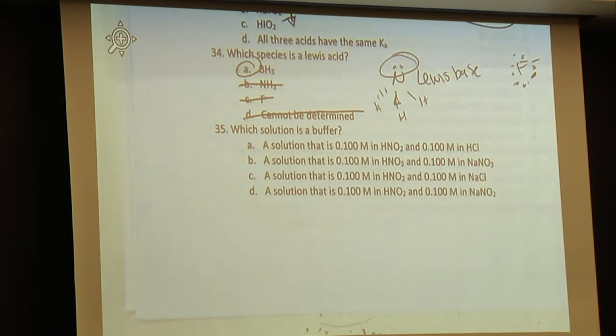Oh, wow. Yeah, if you were to see aluminum or boron, that would be your Lewis acid, because those are the exceptions that you learn from Chem 1 that can have an empty orbital. Yes, you have to think about Chem 1.